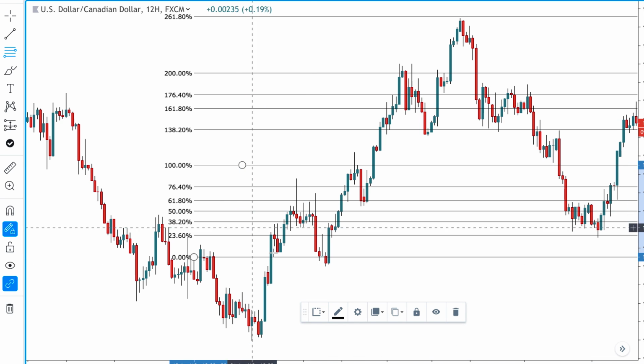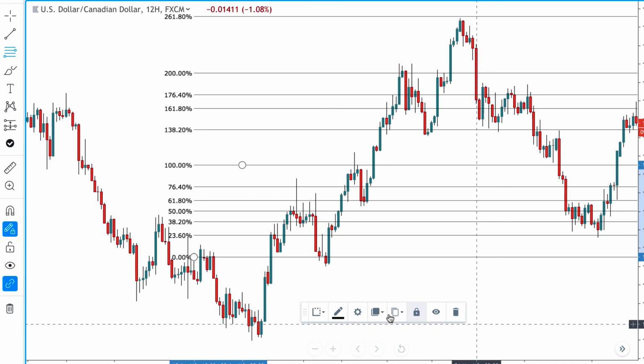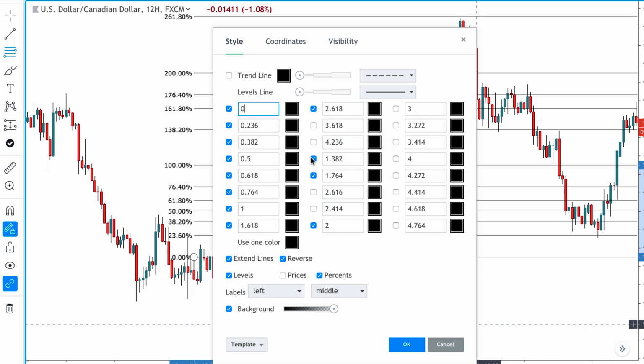Once you've just placed it on your charts, you would see this little menu bar here. We click on settings, and what I did is that I activated the Fibonacci extensions, which are 1.618, 2.618, but it's not as common. 1.38 is very important, 1.764, and we can use the 2. I check reverse, it doesn't really matter.